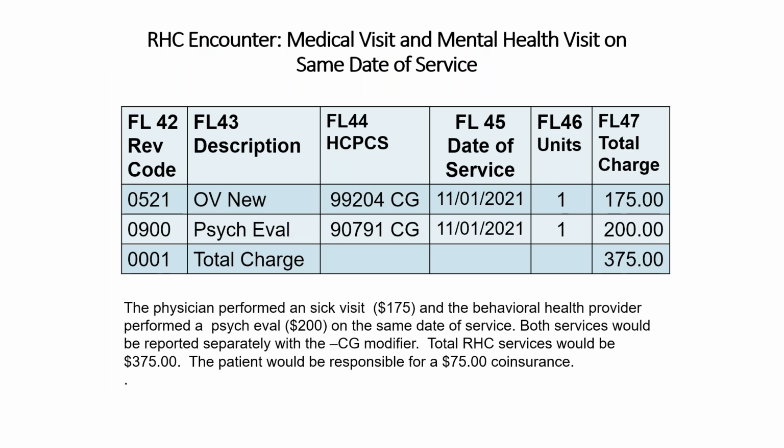One time when we do need two CG modifiers is when we have a medical visit and a mental health visit on the same day. In that case, both lines get a CG modifier, nothing rolls up to each other, and we will receive two all-inclusive rate payments. So that's a time where we use two CG modifiers, when we have a medical visit and a mental health visit on the same day.